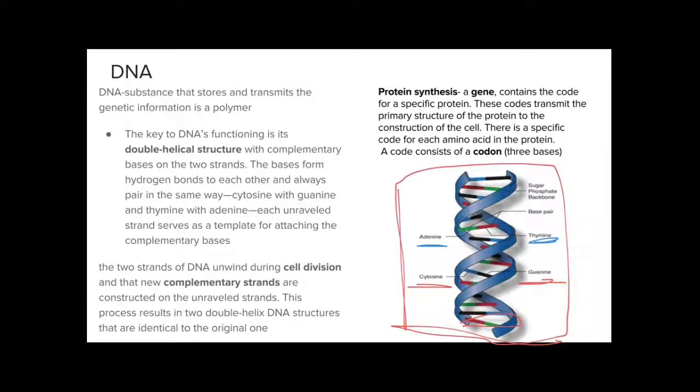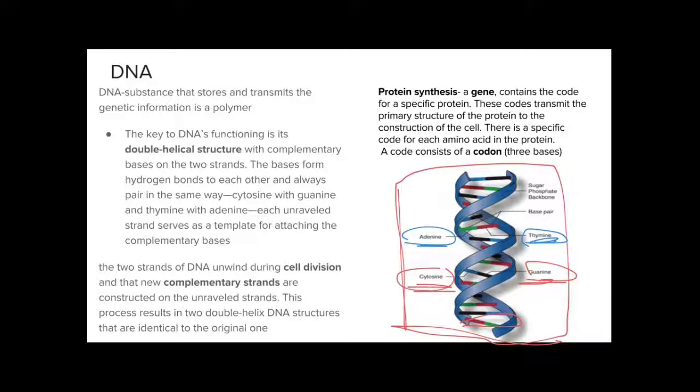So we know, obviously, that cytosine pairs with guanine. Sorry, let me circle that. And then adenine pairs with thymine. And we must know this because when these strands are unraveled, they serve as a template for attaching the bases back together. So we see during cell division that these strands unwind, and the new complementary strands are constructed. And from these new complementary strands, we can put them back together so that they are identical to the original one.